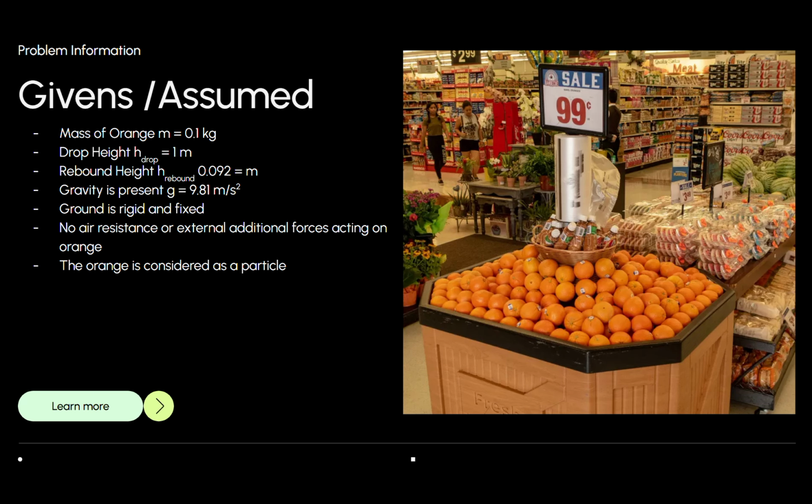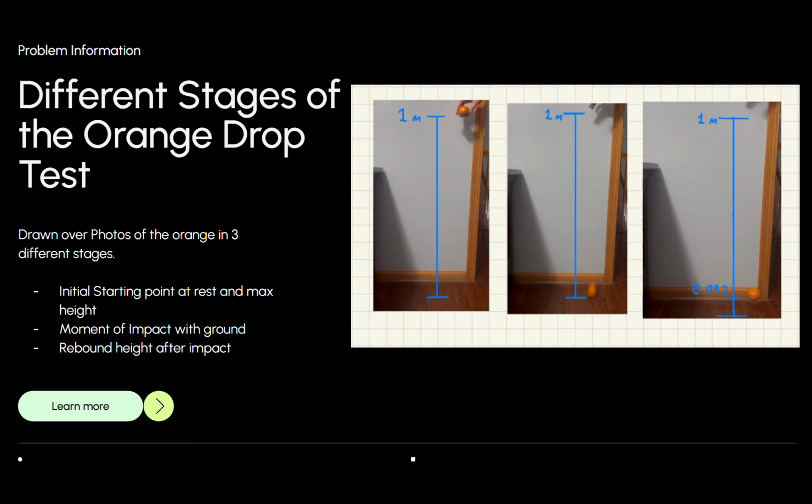Here is some problem information showing the different stages of the orange drop test. So here are some drawn over photos of the orange in 3 different stages. Its initial stage, the second photo shows its moment of impact to the ground, and the third image shows when the orange bounces back up, showing its rebound height.